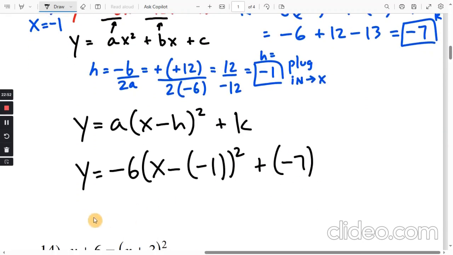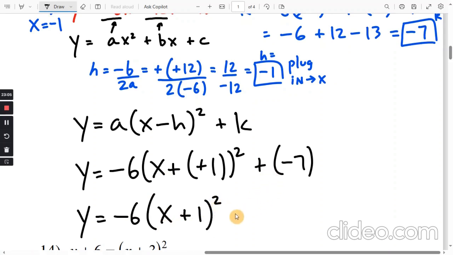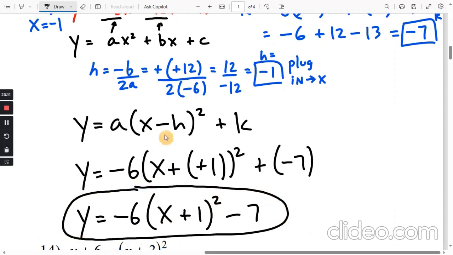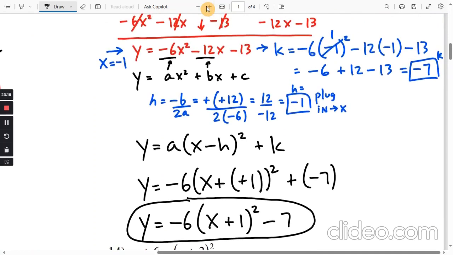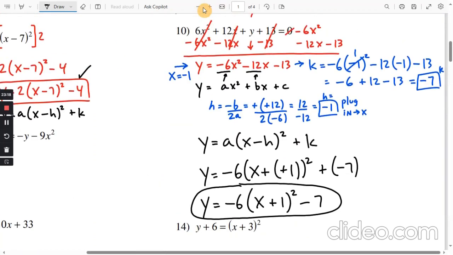All right, and the last step is just to clean it up. The two negatives make it positive. So that's y equals negative 6 times x plus 1 squared, and then minus 7. And that is the final answer for number 10.